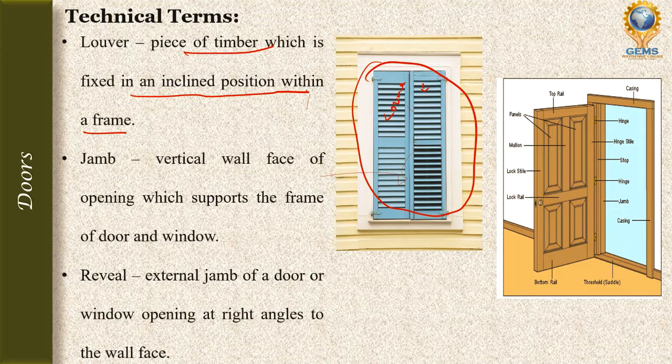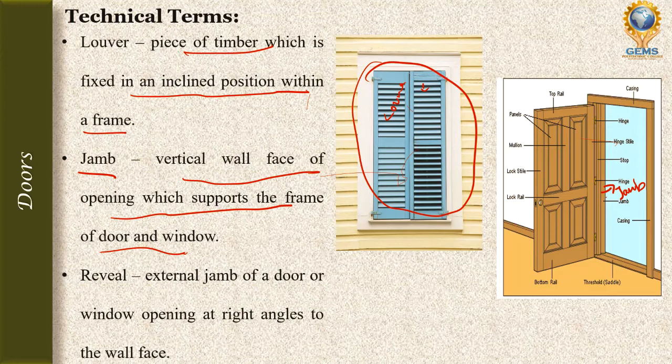Next is a jamb. The jamb is a vertical face of the opening which supports the frame of door or window. So this part is called jamb. It will support the frame of a door or window. It is in a vertical position. We will call it the jamb.